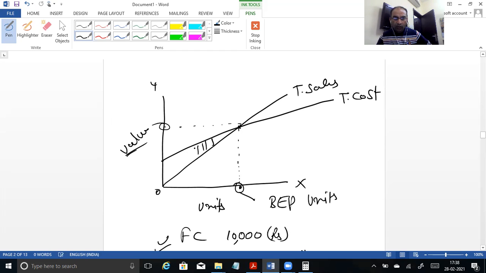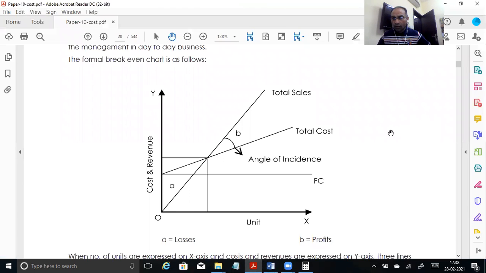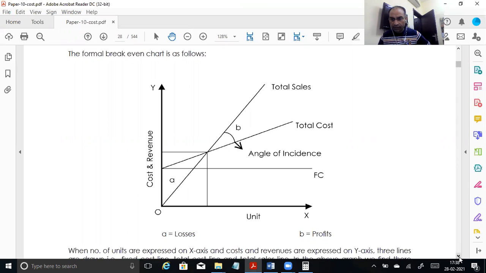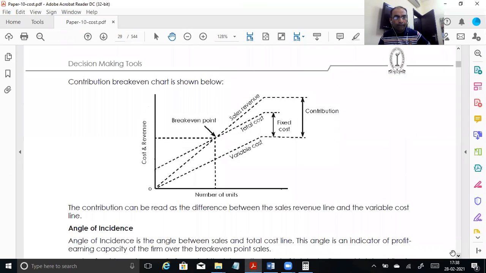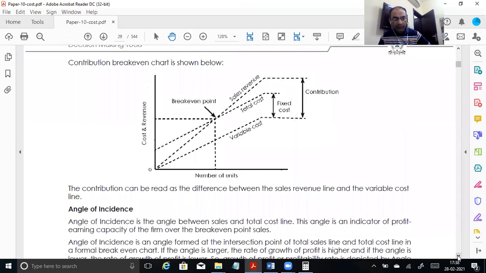And this entire area is a loss, because you can see here your cost is high and your sales is less, and this will be a profit area. Profitable, because here your sales are more and cost is less. Okay, fine, good. And this point is called the angle of incidence. Theory you can study. Again, they have explained the same thing.